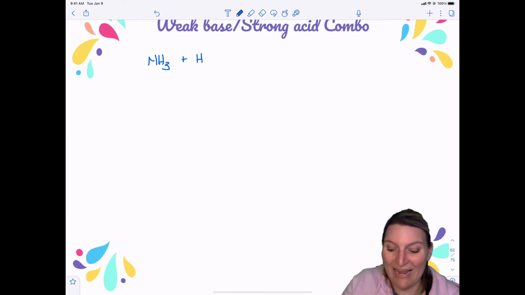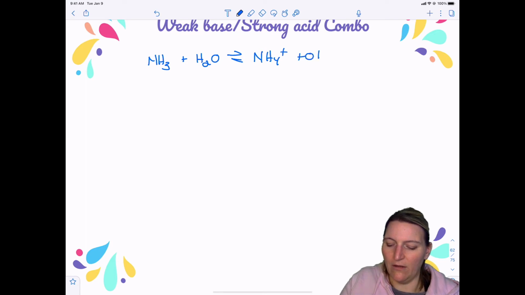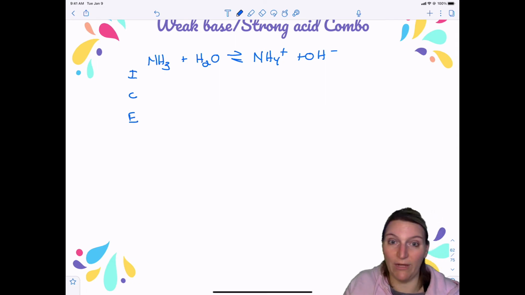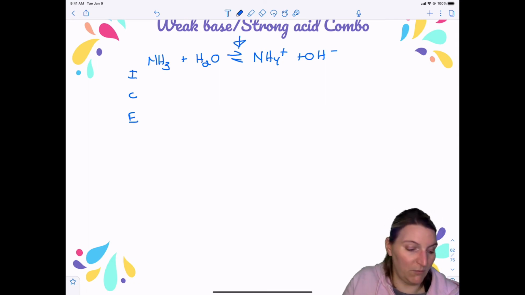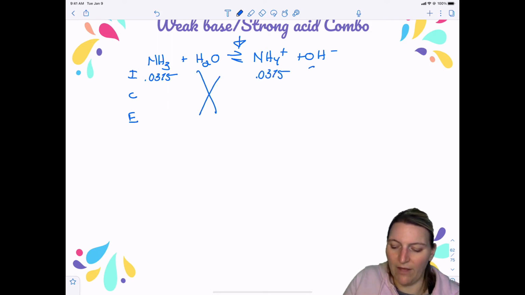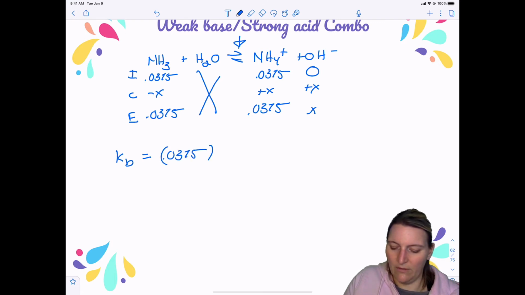Weak base, excuse me, reacting with water, grabbing a hydrogen off of water, leaving behind OH minus. Using an ice chart, because we're doing equilibrium, must be in molarity: 0.0375, 0.0375 minus X, right? Kb equals 0.0375 times X over 0.0375, right?